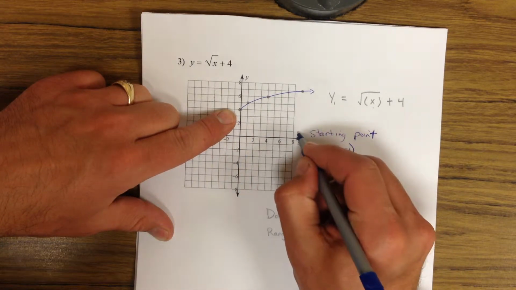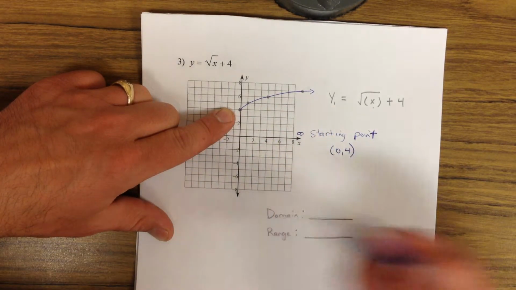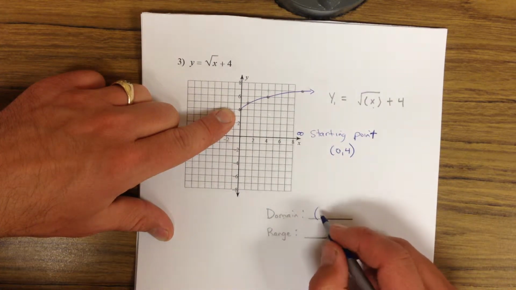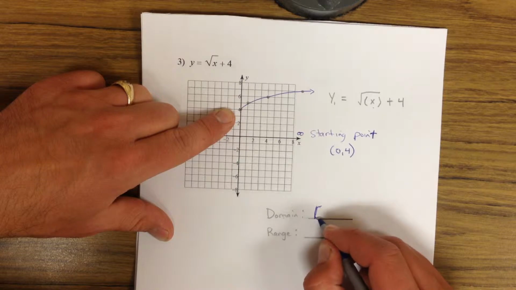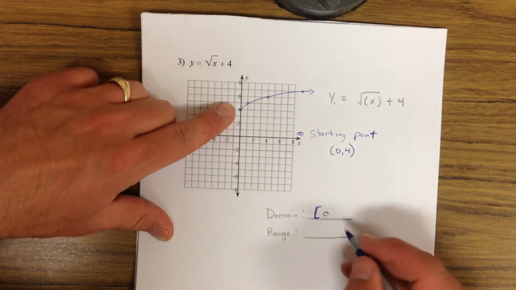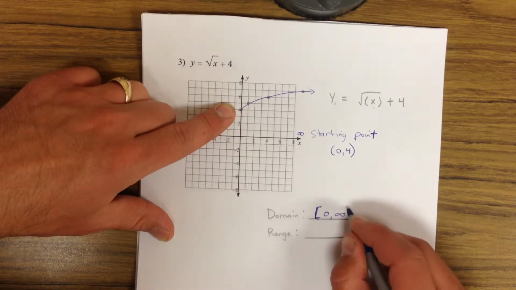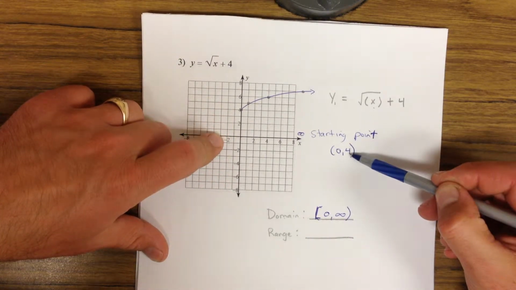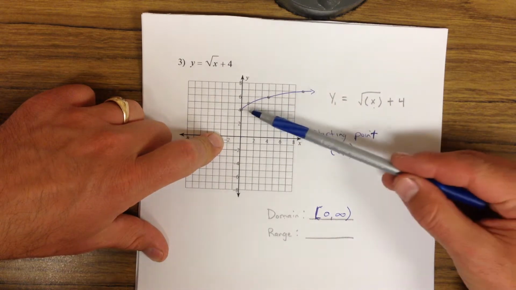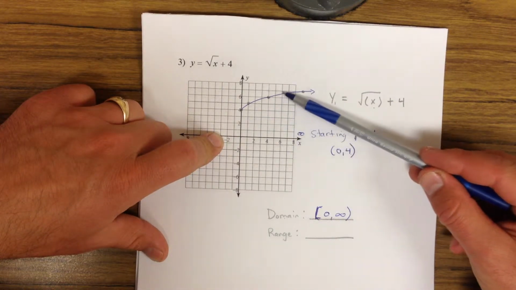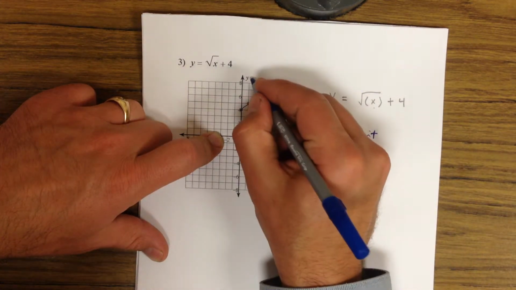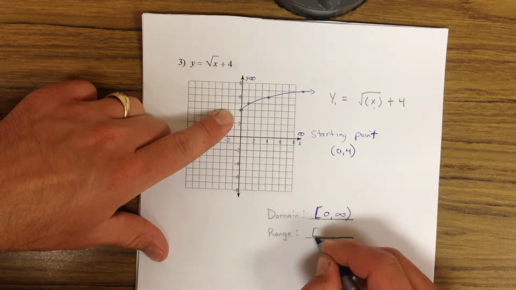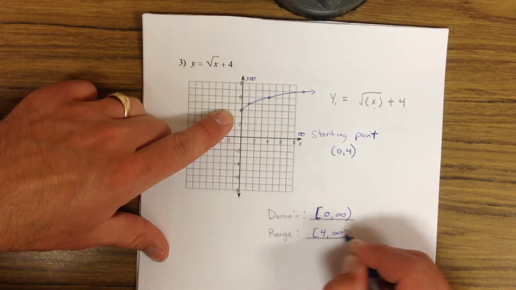Okay, and it's going to keep going all the way out, all the way to the right, forever and ever, to infinity. So it looks like my domain, square bracket, includes 0 all the way to infinity. My range, my y value at my starting point is 4, and then it's going to keep increasing upward to infinity. So my range is from 4 to infinity.